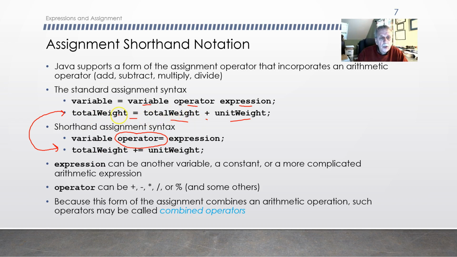So what we're doing is putting the result into total weight. So we're saying add to total weight whatever's in unit weight. This does the same thing. It says add to total weight whatever's in unit weight and put the result into total weight. That's the combination of the two operators. And again, all of these arithmetic operators will work: add, subtract, multiply, divide, and then the remainder operator as well. In addition, there are some other kind of bitwise operators that work in this same way. They can be combined with the assignment operator.